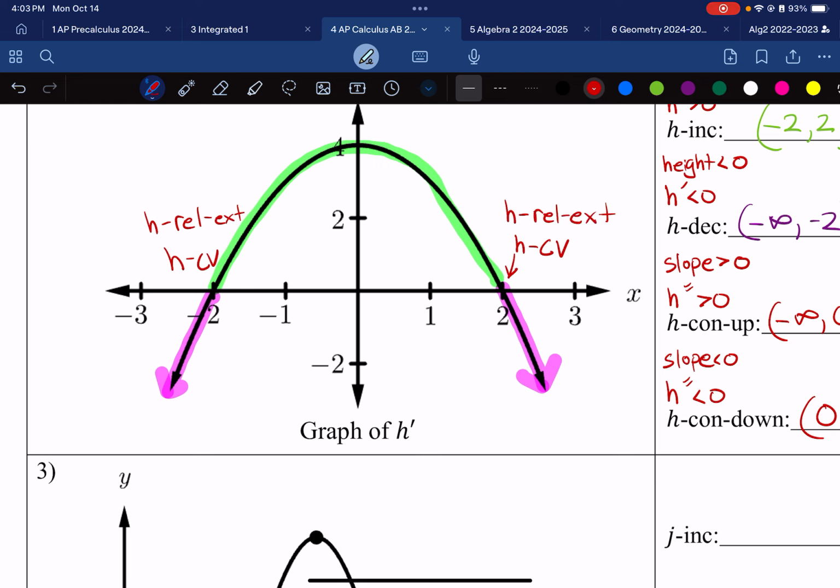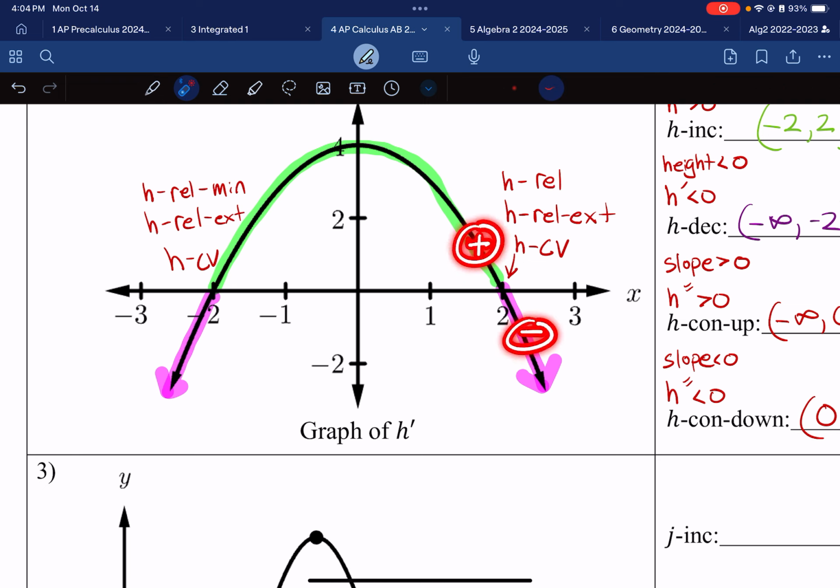And then since it is a relative extremum, you have to ask, what type of extremum? Is it a minimum or a maximum? I had a negative to a positive. That is the definition of a minimum. So this is an H relative minimum. And then this is an H relative, well, let's see. I had a positive height up here, and then I went to a negative height down here. A positive to a negative is the definition of a maximum. This is an H relative maximum.